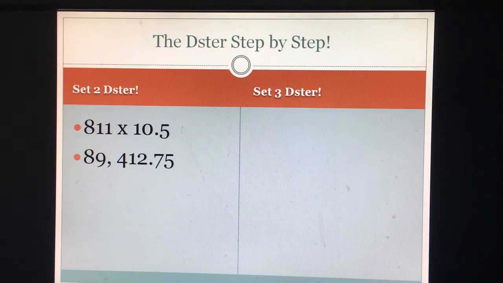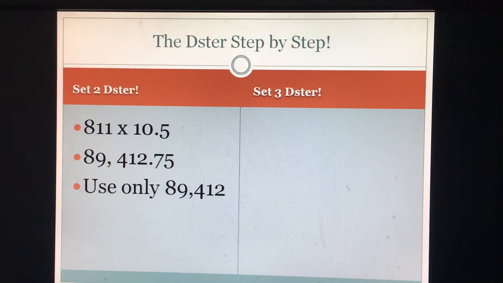After you multiply 8, 11 times 10.5, you should get a number. And that number you multiply by 10.5 again, which will give you 89,412.75. We only use 89,412, and we omit the last 2 numbers in the decimal.